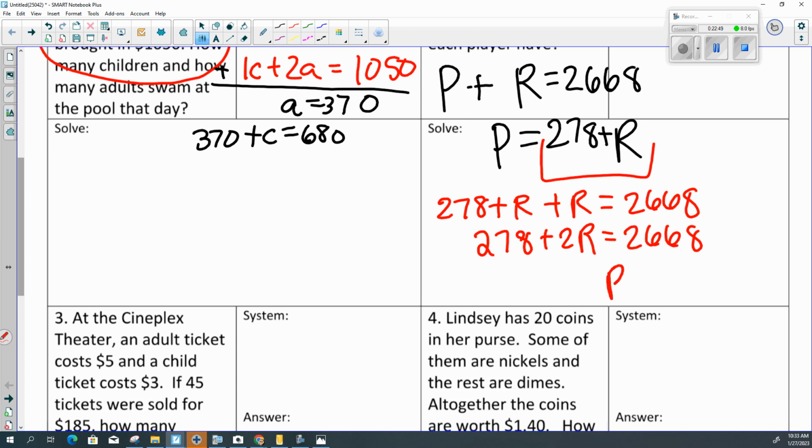Okay, what did you guys get for Ricky? How many hits did he have? Say it with confidence. I want to hear you. 1,195. There we go. He feels confident now. Then you would take this and it doesn't matter which equation you plug it into. If you plug it into this one, you're doing 1,195 plus the 278 to get you Pedro. How many does Pedro have? 1,400?